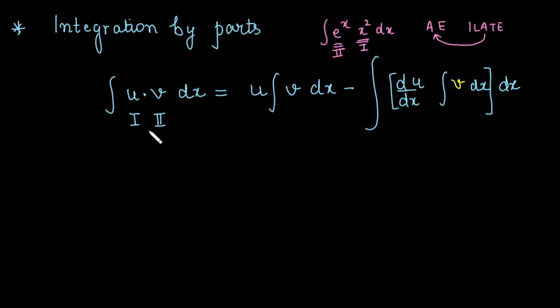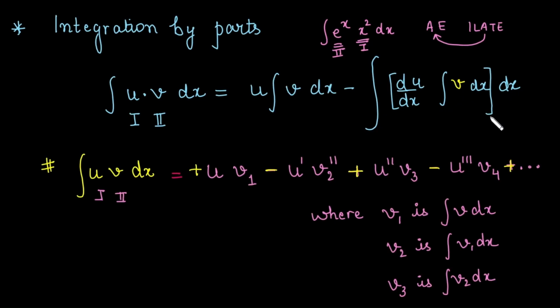After identifying the first function and second function, we have the form: u as the first function as it is, integration of the second function, minus, take the derivative of the first function, integration of the second function, then whole integration with respect to x. This formula can also be written as the integration of u and v. Suppose u is the first function and v is the second function. So we will keep this u function as it is over here. Then integration of v, keep that answer over here. Suppose it is v1.